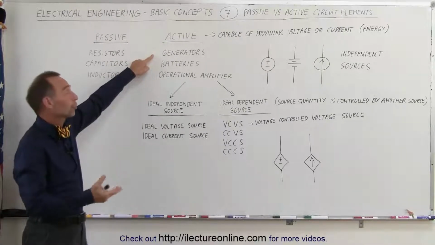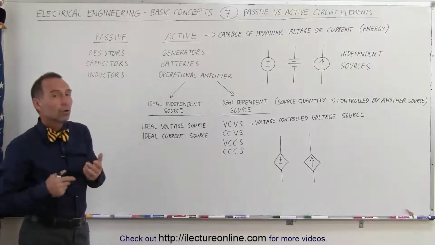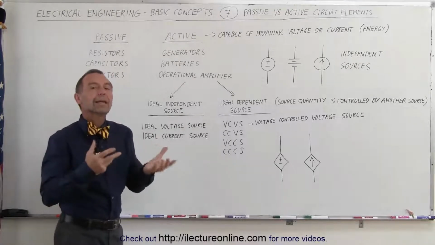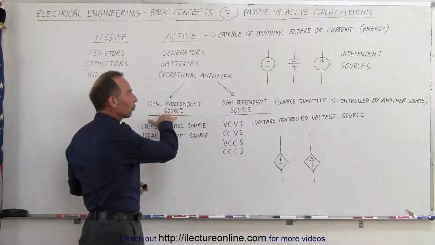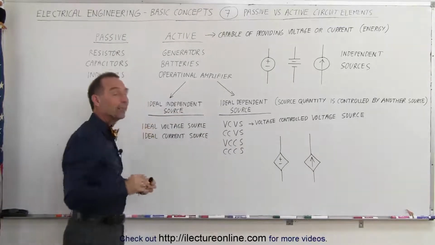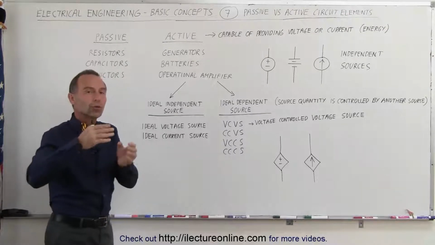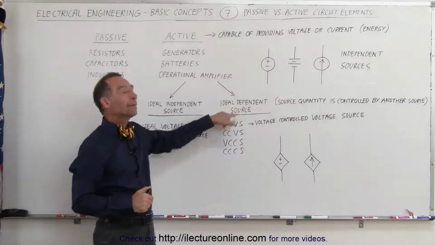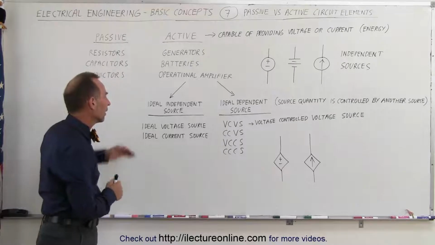Generators can produce a voltage or a current, so can batteries, so can operational amplifiers. When we have a voltage source or a current source that is independent of anything else, we call them independent sources, or independent voltage sources or current sources. If we have sources that are dependent upon other sources to put in a certain amount of current or to apply a certain amount of voltage, we call them dependent sources. All of them, of course, are active sources.